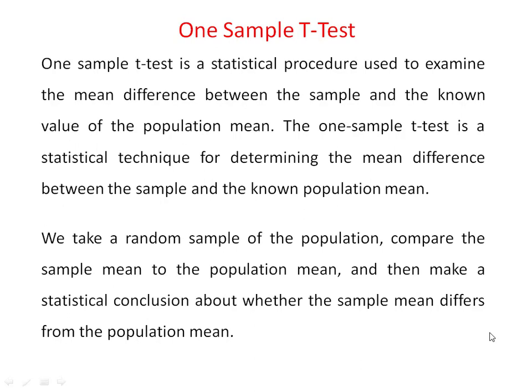We take a random sample of a population, compare the sample mean to the population mean, and then make a statistical conclusion about whether the sample mean differs from the population mean.